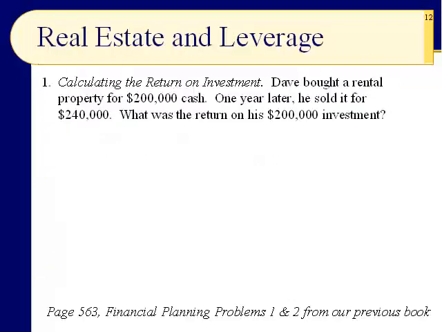Slide number 12. Calculating the return on investment. Dave. I usually throw in my funny names. Good old Dave. Dave bought a rental property for $200,000 cash. Now, there's the first kicker. How many people buy for $200,000 cash?